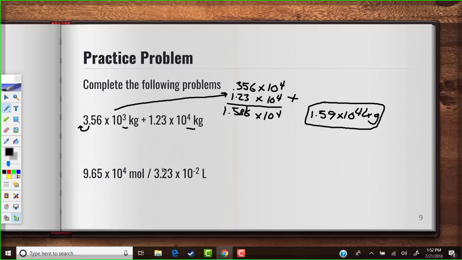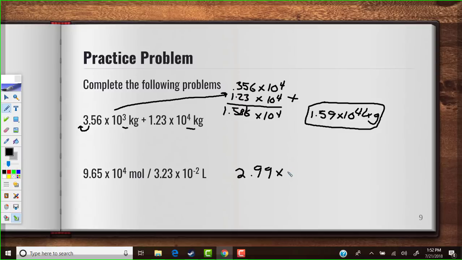9.65 times 10 to the 4th moles divided by 3.23 times 10 to the negative 2nd liters. Well, with this one, because we're dividing, we can just divide the numbers normally. So I'm going to punch those into my calculator now. The number I get when I divide 9.65 by 3.23 is 2.99 with significant figures. Remember, we'll have to have 3.